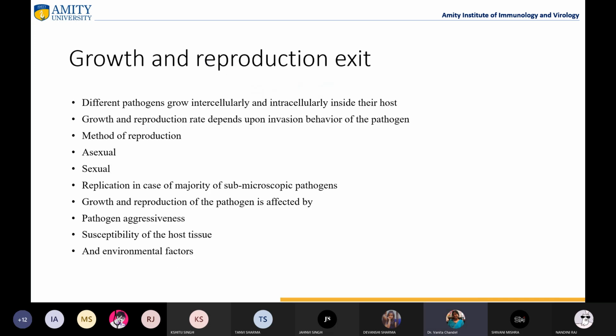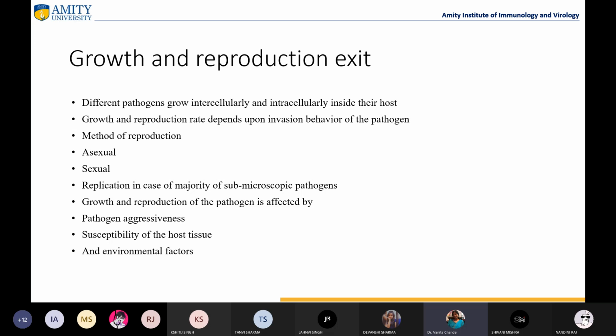Then growth and reproduction. So how they are growing and reproducing, and then finally they are taking exit from the plant because they need to infect some other plants also, right? So different pathogens grow intercellularly and intracellularly inside their host. Growth and reproduction rate depend upon the invasion behavior of the pathogen, and then the method of reproduction, whether it is asexual or it is going through sexual reproduction, right?